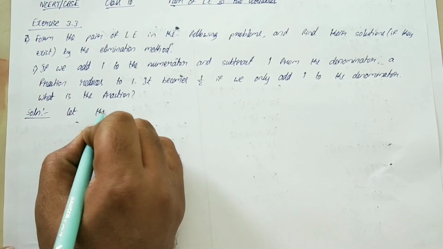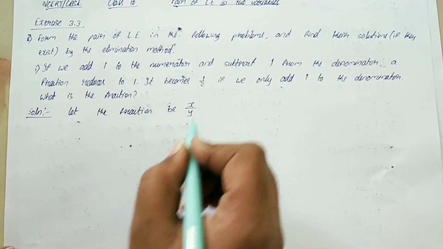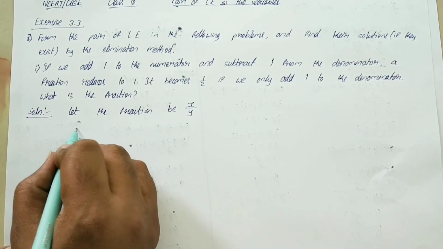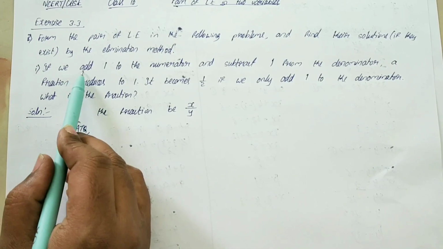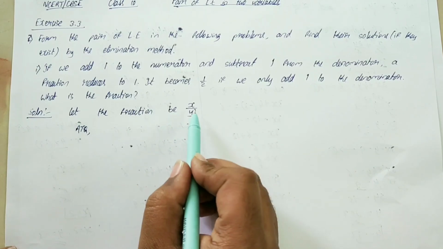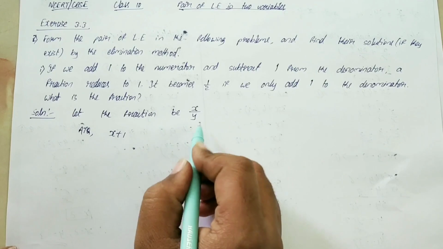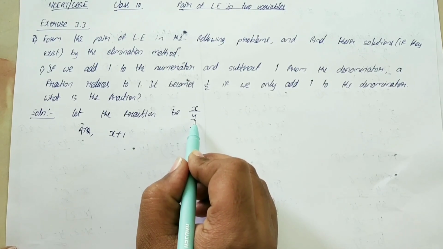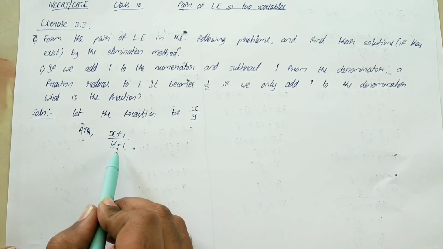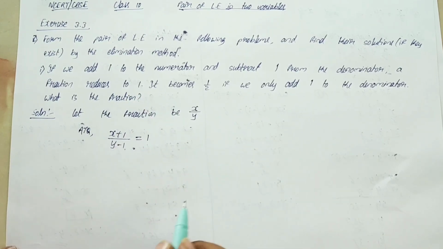Let the fraction be x by y. This is our fraction, right? So this x is in the numerator and this y is in the denominator. Now according to the question, we will write the equations. If we add 1 to the numerator and subtract 1 from the denominator, the fraction reduces to 1. That means if we add 1 to the numerator, it becomes x plus 1, right? And if we subtract 1 from the denominator, the denominator becomes y minus 1, right? So the fraction will be equal to 1.